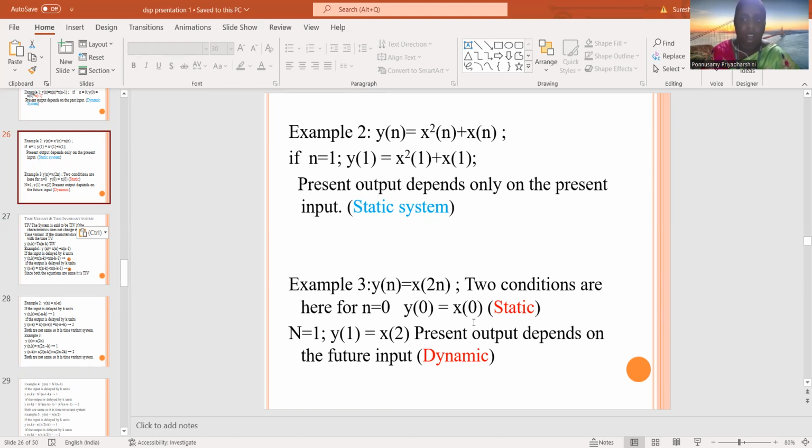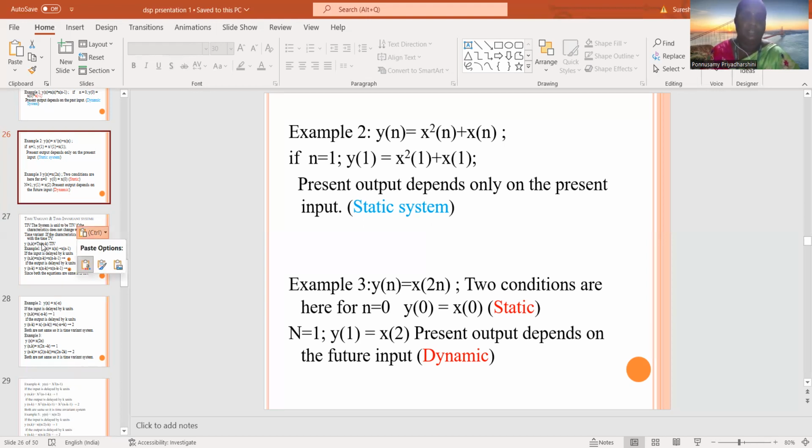How to conclude this kind of problem: only for n equal to 0 is it acting as a static system. For the remaining inputs, it is acting as a dynamic system. When compared, the dynamic conditions are very high. So we can say overall that the system is a dynamic system. Like this, you can give the conclusion.